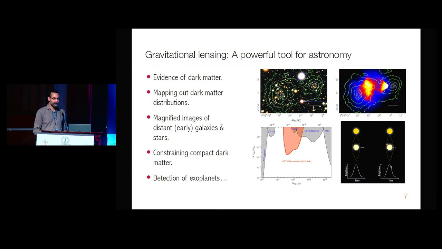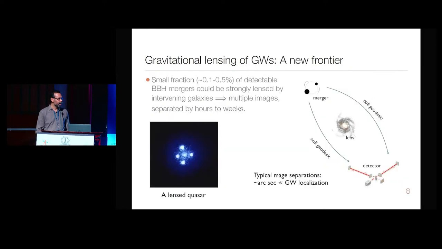Lensing has enabled us to see some of the first stars and galaxies because of some extreme magnification that it produced. Lensing has enabled detection of exoplanets, for example. So there is a huge amount of science that came out in different aspects of astronomy and cosmology enabled by these lensing observations. And just like light, gravitational waves are also lensed by intervening objects like galaxies and clusters of galaxies as well as compact objects.